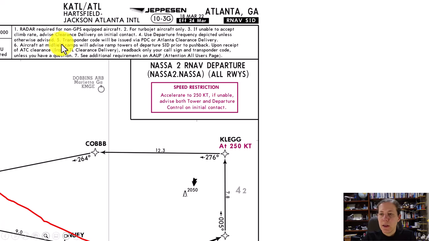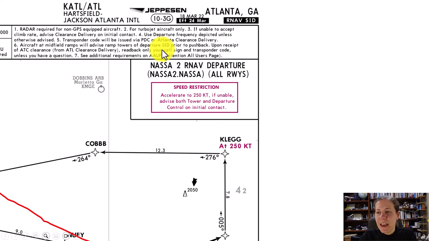You also see here, you are supposed to get your transponder code via PDC, so lots of aircraft now are able to get their transponder code with their pre-departure clearance through ACARS. I've got another video about what ACARS is, with your flight management system on the aircraft. So, and basically, I really love this. Upon receipt of ATC clearance from Atlanta Clearance Delivery, read back only your call sign and transponder code unless you have a question. Don't ask us anything unless you have a question, which is a little funny because if I have a question, yes, I'm going to ask ATC.